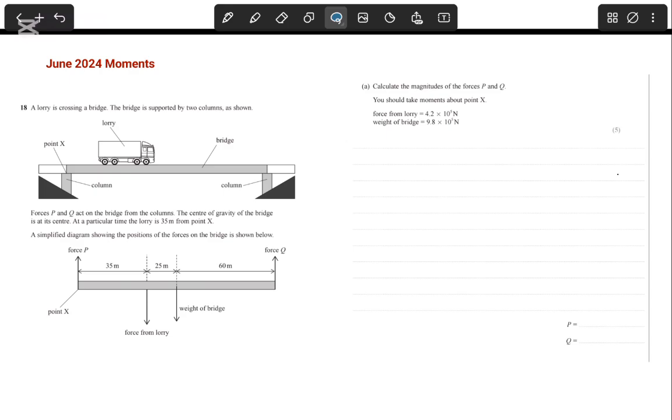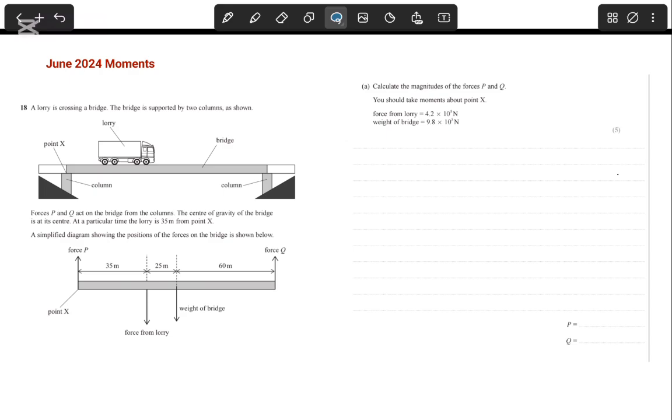So it says a lorry is crossing a bridge and the bridge is supported by two columns as shown. Forces P and Q act on the bridge from the columns, and the center of gravity of the bridge is at its center. At a particular time, the lorry is 35 centimeters from point X. A simplified diagram showing the positions of the forces on the bridge is shown below. Calculate the magnitudes of forces P and Q. You should take the moments about X, force from the lorry, and then the weight of the bridge is given to us.